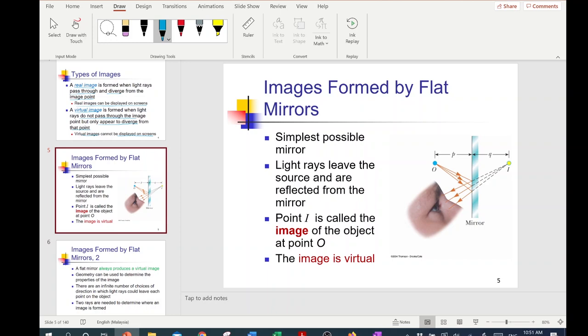Now, let's have a look at the example here: an image formed from a flat mirror. A flat mirror is the simplest form of mirror, where we have a flat surface of glass, for example, that is reflecting, just like the mirror that you use every day. Let's see if the object is located here. The distance between the object and the mirror is given by P, and the image will form somewhere, let's say that we don't know yet.